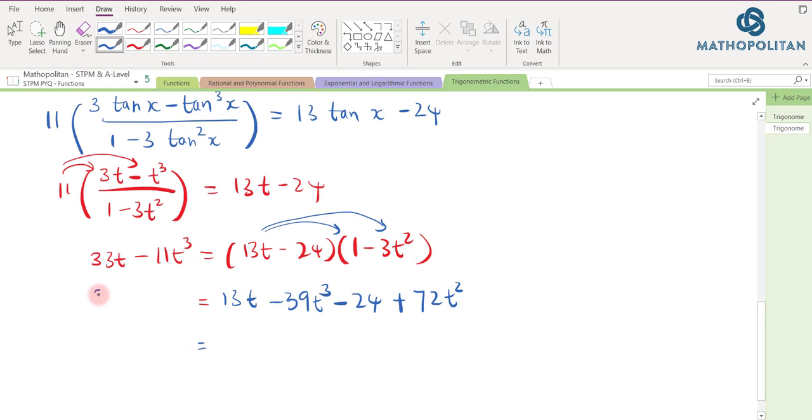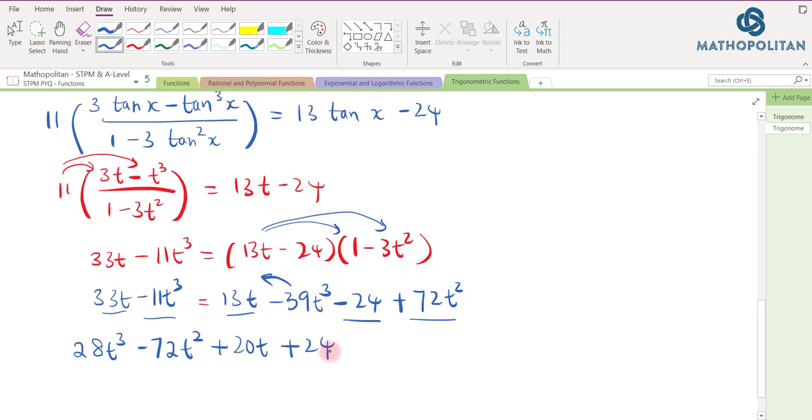Right, and here we have the same terms here. So now we will group everything up on one side. So negative 11t cubed, and then we move this over, it becomes plus 39t cubed. So that will be equals to, 39 minus 11, that will be 28. Okay, let me remove this. So here we have 28t power 3, and then we bring 72 over, so that's minus 72t squared. And the terms in t here, we have 33t minus 13t. So that will be 20t. And then the constant we bring over to the left hand side, it becomes plus 24.